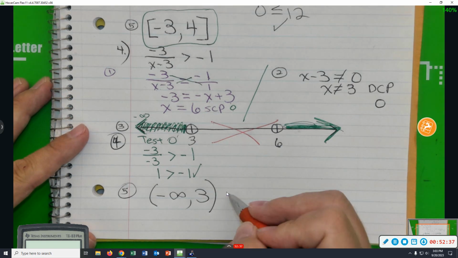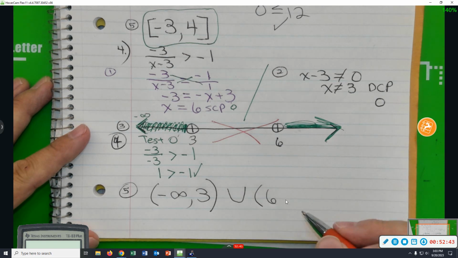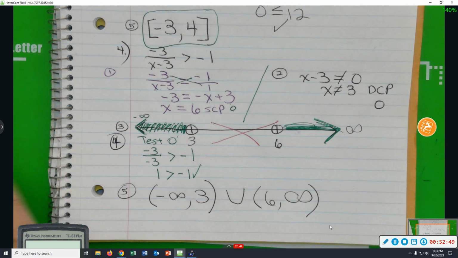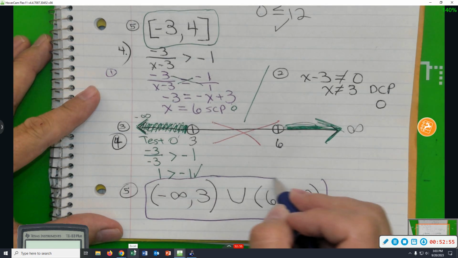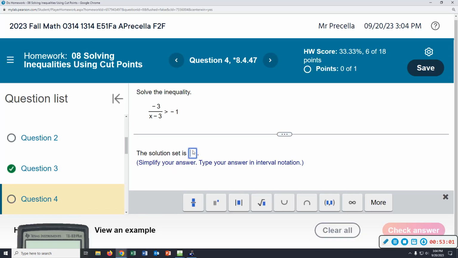Another parenthesis, union, parentheses, 6, comma. Oh, yes. Okay. Good. Any questions there? Parenthesis, negative infinity, comma, 3, right parenthesis, union, left parenthesis, 6, comma, infinity, right parenthesis.